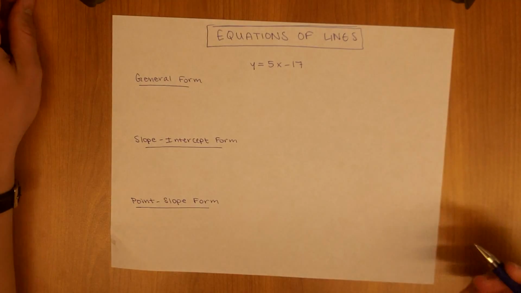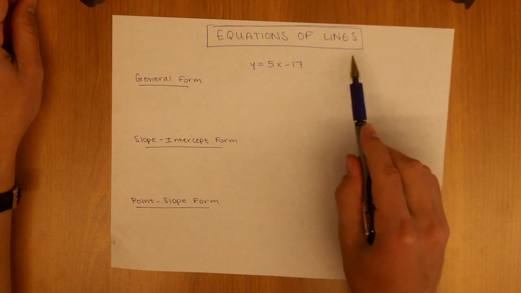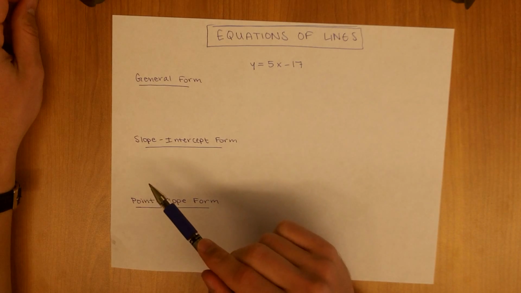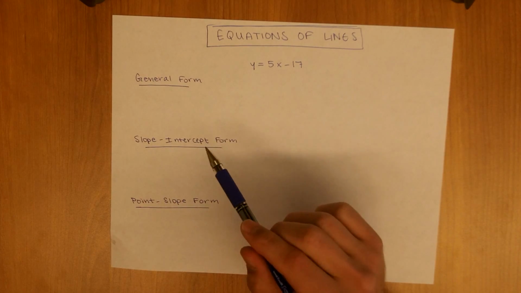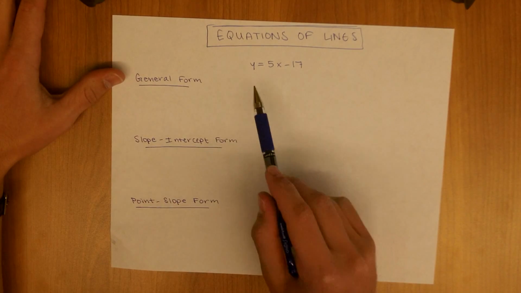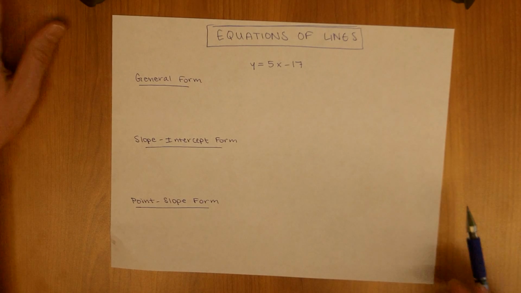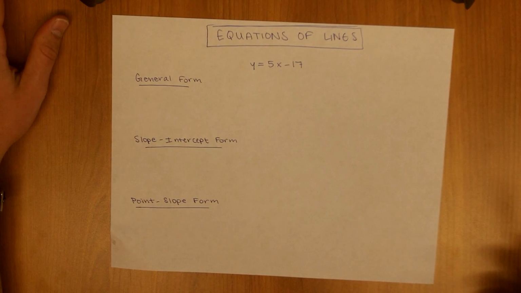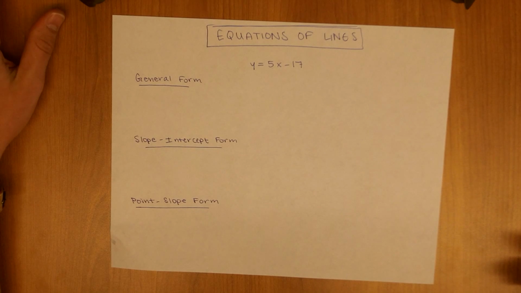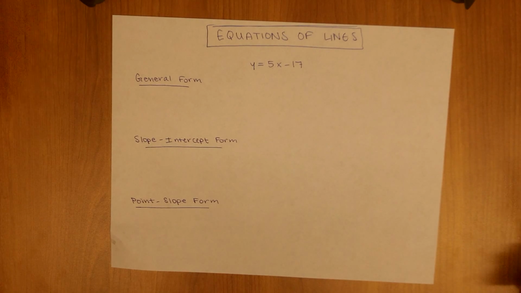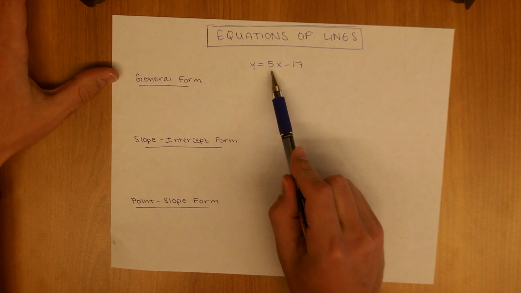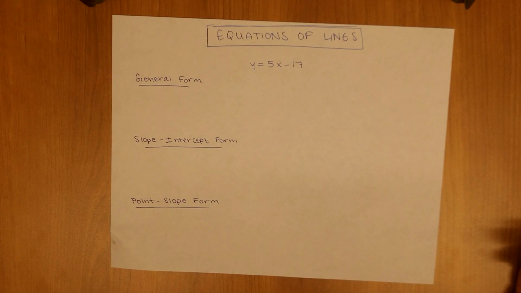Today we're going to be learning about equations of lines. What you're probably used to seeing when you think of a line equation, a linear equation, is y equals, for example, 5x minus 17. You're probably used to that because that's what you type into your calculator always. And it serves a specific purpose because 5 is your slope and negative 17 is your y-intercept.